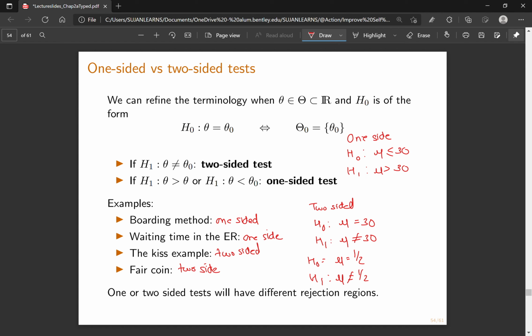A one-sided test or a two-sided test will have different rejection regions. That's for sure. And one really important thing to remember is that if you have a two-sided test, you are going to test for the absolute value, but in a one-sided test, you are not testing for the absolute value of Tn. Absolute value for two-sided, and Tn will not have absolute value for one-sided.